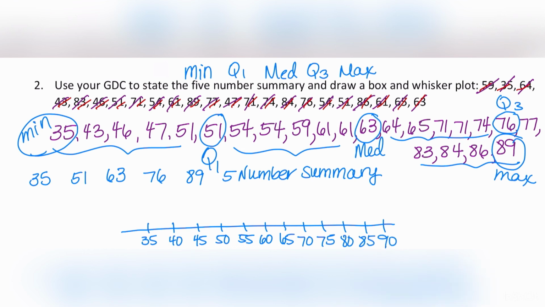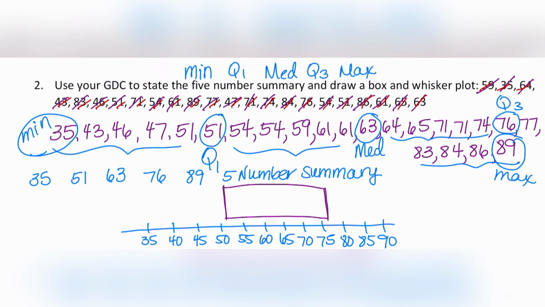So I'm going to start by creating the box first. The box is going to go from the lower quartile 51 to the third quartile 76. So 51 to 76. Here's my box. I connect them. The box has to exist above the number line. Don't put it through the number line. It's going to get marked wrong. It has to exist above the number line. How far above doesn't really matter.